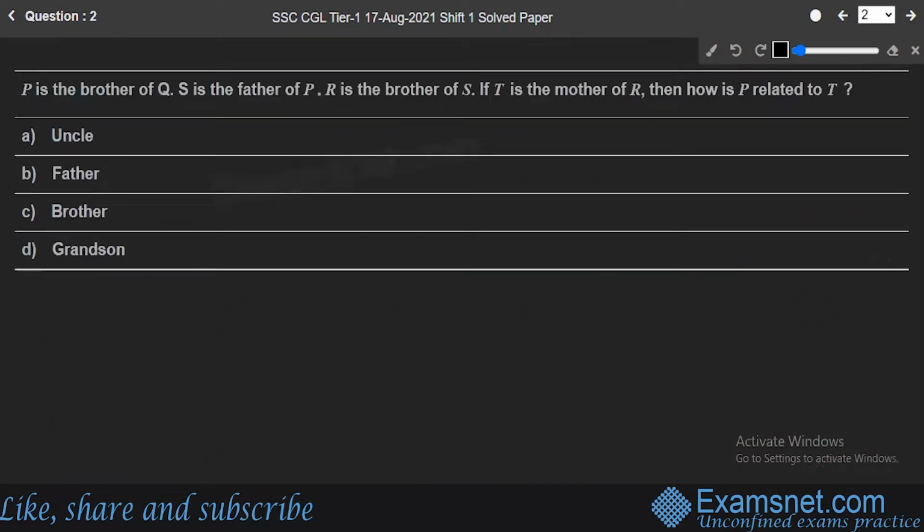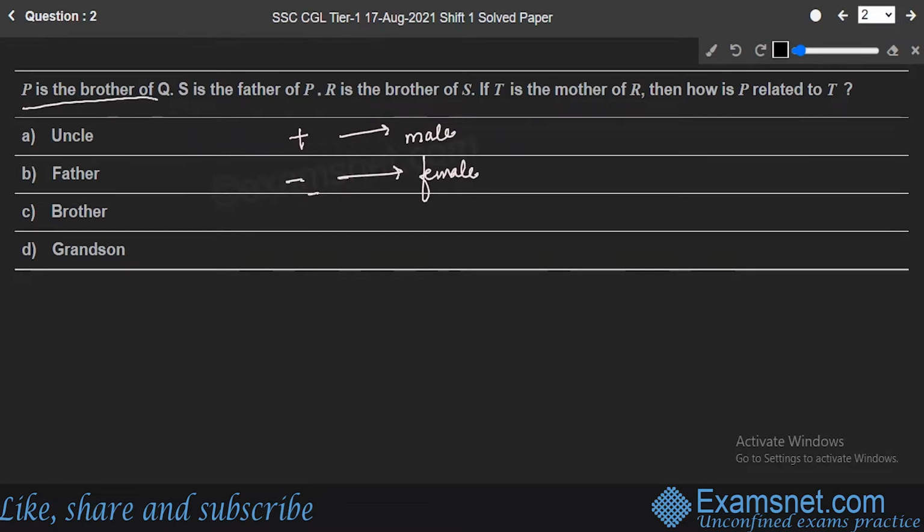Question number 2. P is brother of Q, S is father of P, R is brother of S. If T is mother of R, then how is P related to T? All right. So in this question, there are relations. I'll be using one more convention. That is, I'll be denoting males with the plus sign and females with the negative sign. All right, let's go. So here is the first one. P is brother of Q.